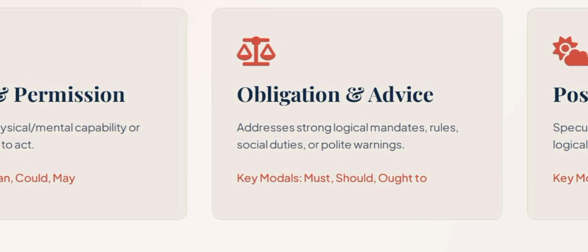Obligation and advice. Obligation and advice addresses strong logical mandates, rules, social duties, or polite warnings. We use must, should, or ought to. For example, to show strong obligation and certainty, we use must. You must wear a seat belt.